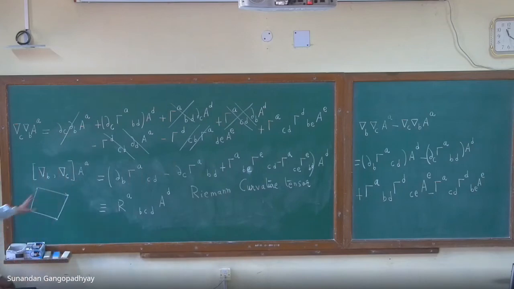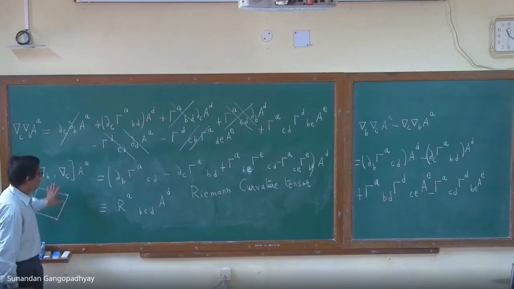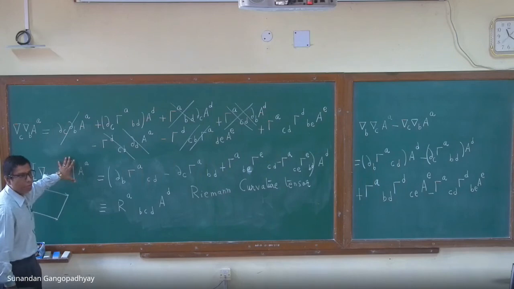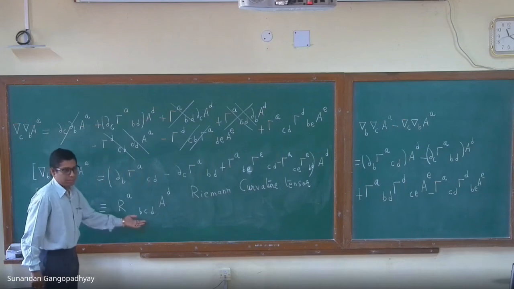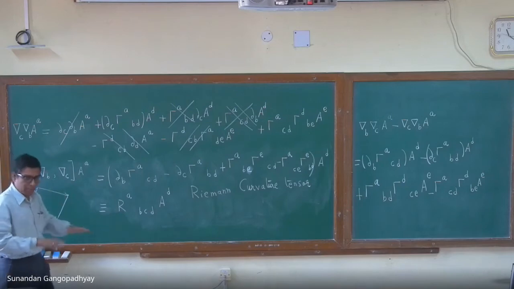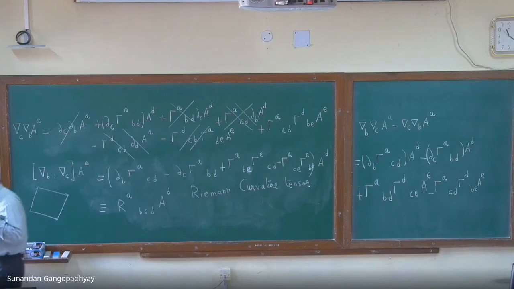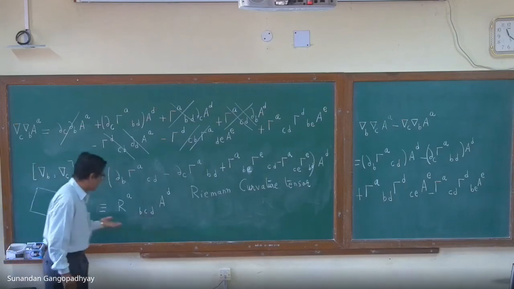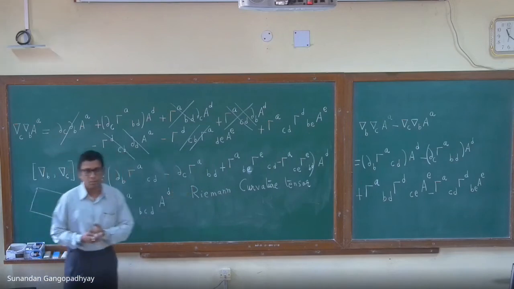If the space in which you are working has a curvature, then the final result is the commutator of the two covariant derivatives. They do not commute. It is equal to something like this. If the curvature is 0, then these two covariant derivatives will commute. Only if the space is flat will the two covariant derivatives commute. Otherwise, they will not commute. And they will not commute by what factor? They will not commute by the factor given by this, which is a measure of the curvature of the space in which you are working.